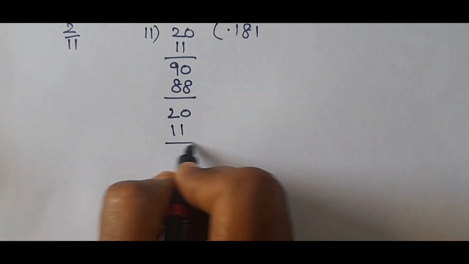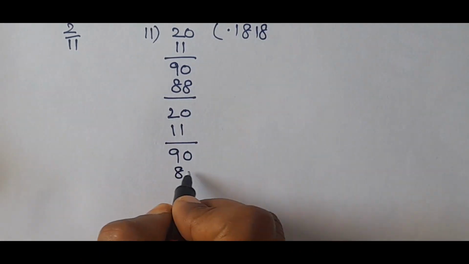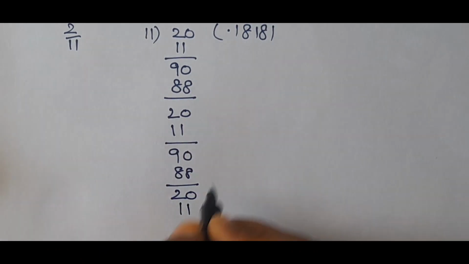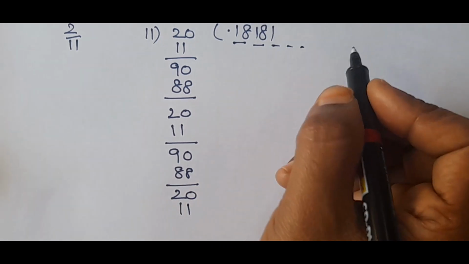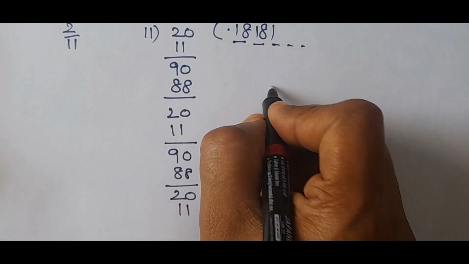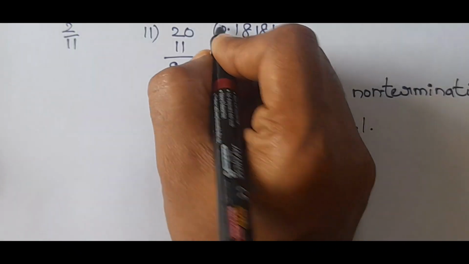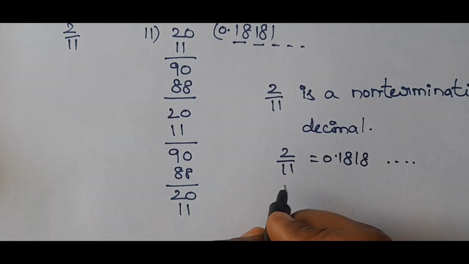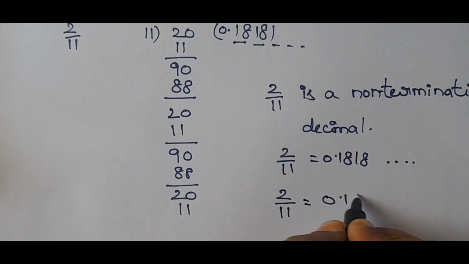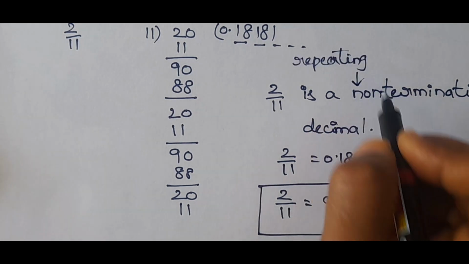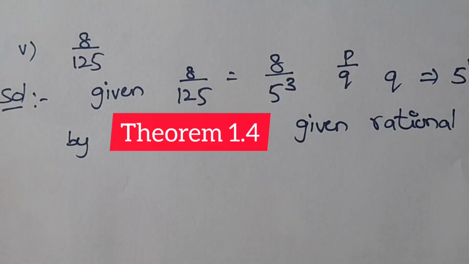See here, 11 is the divisor, 2 is the dividend. Place a point, 2 becomes 20, 11 1s are 11, remaining 9, add 0, 90, 11 8s are 88. The process is repeating. The decimal expansion is repeating, it's not terminating, that's why it's called non-terminating. Therefore 2 by 11 is equal to 0.1818.